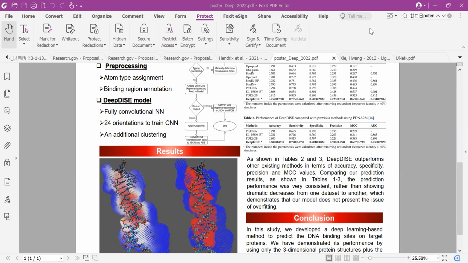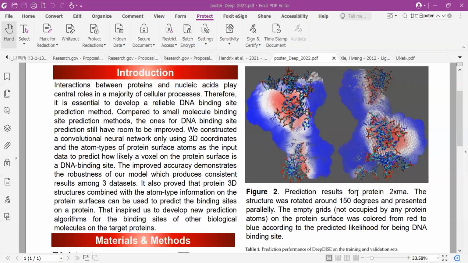The input data simply contains the assigned atom type and the X, Y, and Z coordinates of each protein atom. DeepDISE is a fully convolutional neural network. Every DNA binding complex was rotated into 24 orientations to train our CNN. Just like the picture here, the output data is continuous. We have to set a threshold to determine which grids are the predicted binding sites, or cluster the high-scored grids into a patch like this.